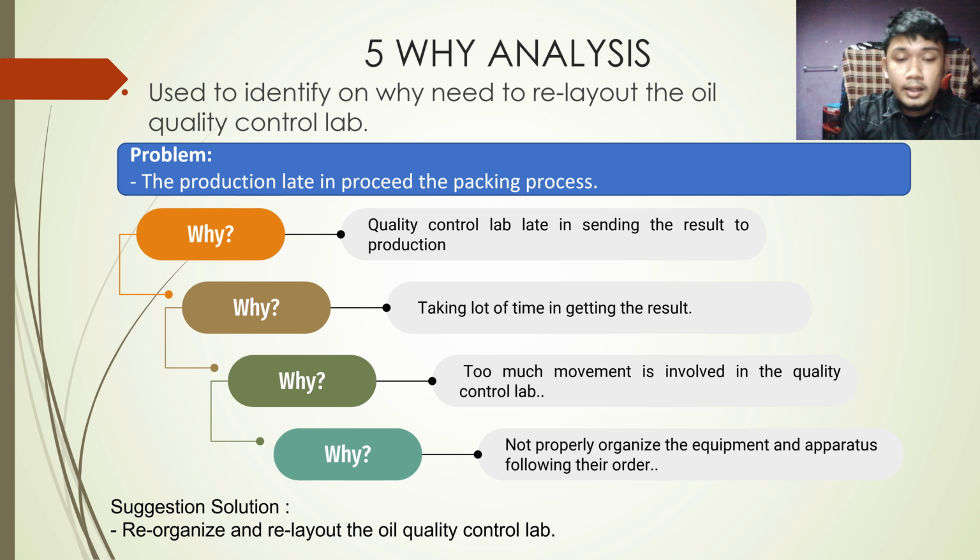Second, why is it taking a lot of time to get the result? The third, why is too much movement involved in the quality control lab? And the fourth, why are the equipment and apparatus not properly organized following the order? The suggested solution to the problem is to reorganize and re-lay out the whole quality control lab.